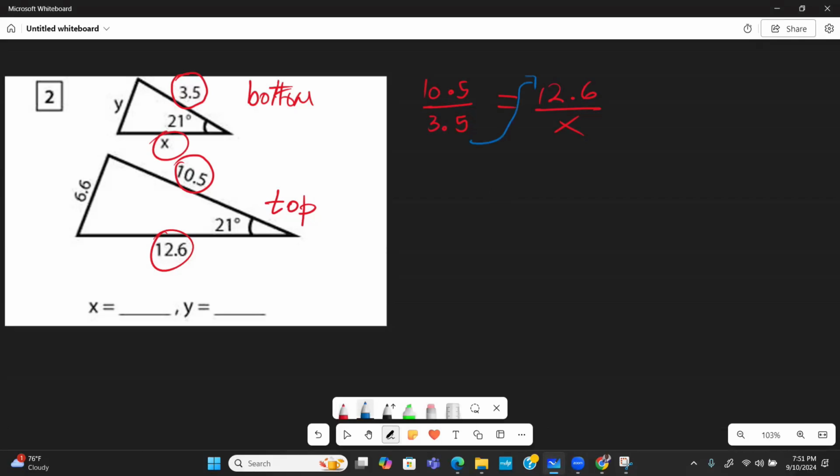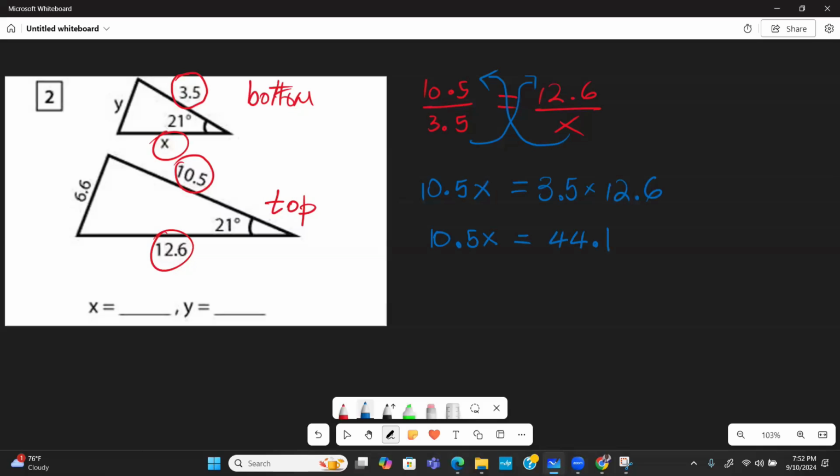We're going to cross multiply because we're looking at a proportional equation. So 10.5 times x gives me 10.5x. This is going to equal 3.5 times 12.6. Now let's rewrite this: 10.5x is equal to, let's see what 3.5 times 12.6 gives. It gives 44.1.